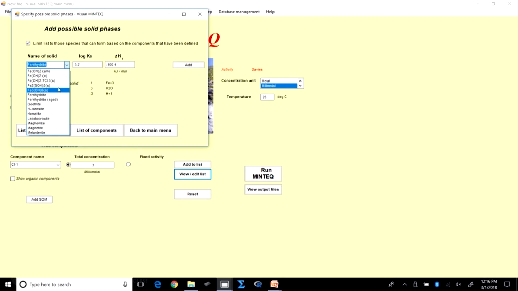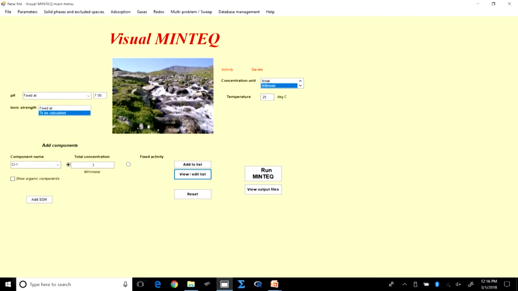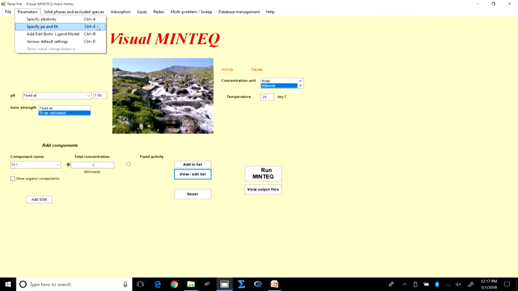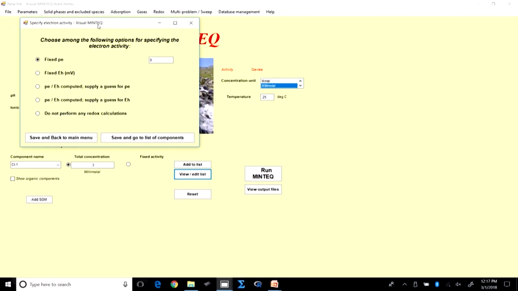With respect to FeOH, you would not assume any solid to be formed in general, so I am going to let that be. I am going to go back to the main menu. Now I have specified that a particular form of Fe(OH)3, ferrihydrite, can precipitate out, and we also need to ask the system to calculate the pe and Eh, so specify pe and Eh.